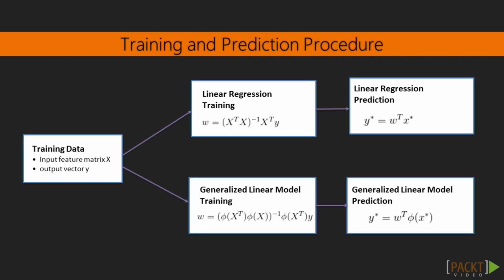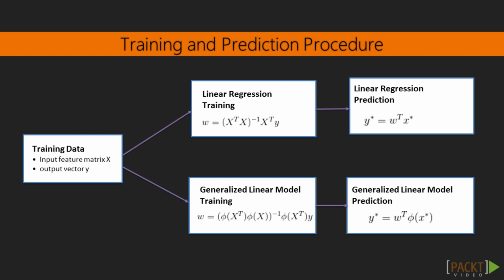The following flowchart illustrates the training and prediction procedure for both linear regression and generalized linear models. In each case, we start with a training dataset of an input feature matrix whose rows are the input feature vectors and the corresponding output vector. The training procedure amounts to computing the normal equations for the weight vector, which we present for both models. Then, when predicting the output for a new input vector x star, we just apply the learned weight vector to either x star for linear regression or the basis function applied to x star for the generalized linear model.